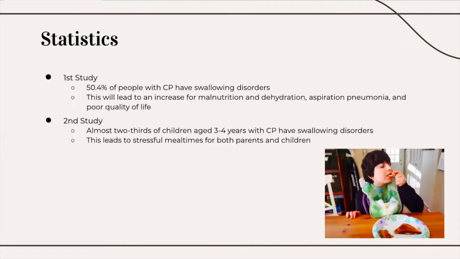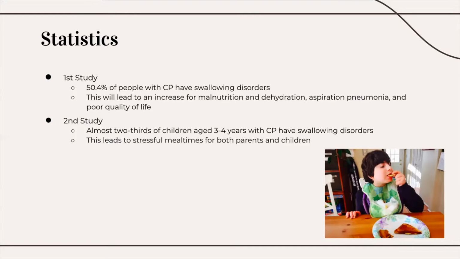So the statistics that I found, the first study had a little over 23,000 participants, mostly being children, but the range was birth to 79 years old. Overall, 50.4% of people with CP do have swallowing disorders. This can lead to an increase in malnutrition, like previously mentioned, and dehydration, aspiration, pneumonia, and poor quality of life.